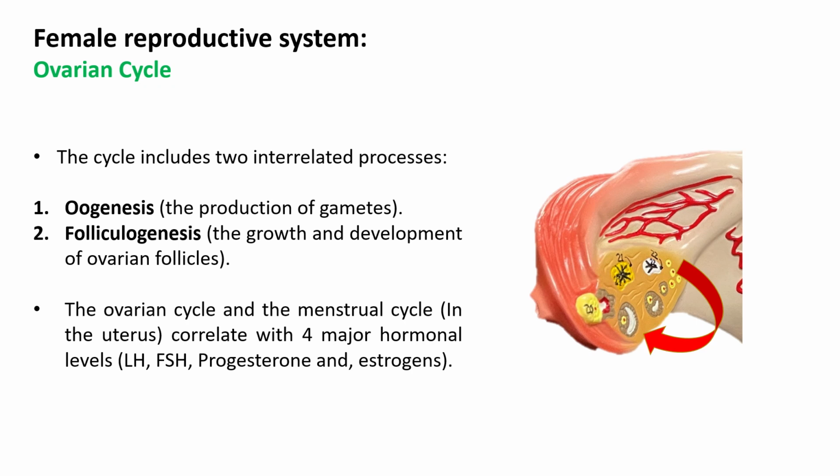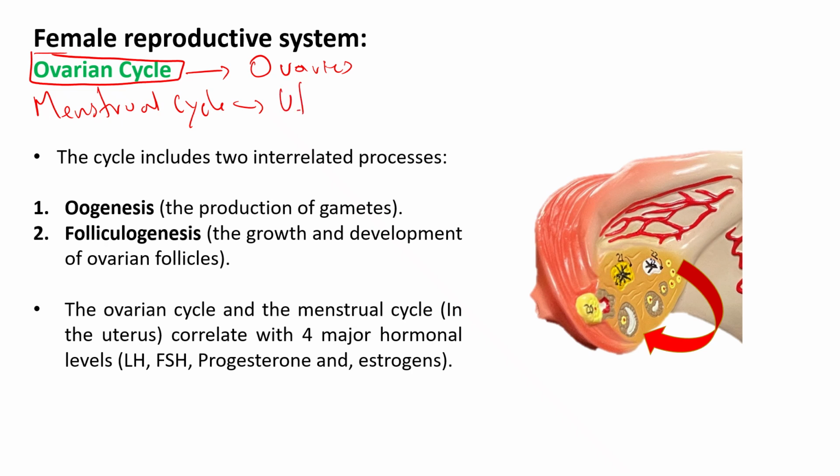Okay, so there are going to be two things that we're going to talk about. We're going to talk about them separately first, but just keep in mind that they're related. One thing is what we call the ovarian cycle, which, just by reading that, is something that occurs in the ovaries, right? And there is something else called the menstrual cycle. The menstrual cycle is something that occurs in the uterus.